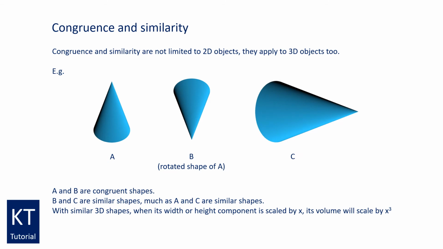Also, congruence and similarity are not limited to 2D objects. They apply to 3D objects too. As an example, A and B are congruent shapes, and B and C are similar shapes, much as A and C are similar shapes. With similar shapes, when its width or height component is scaled by x, its volume will scale by x cubed.